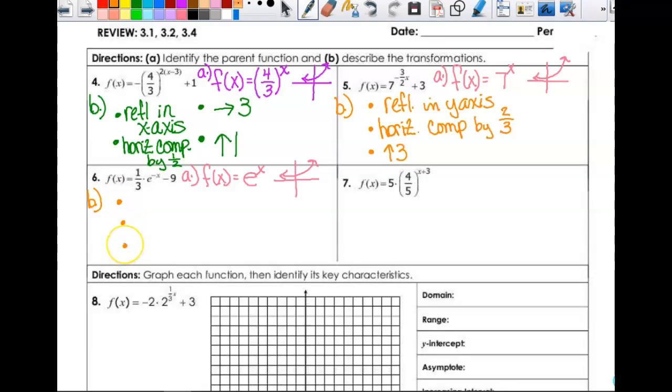Is that 1/3 a transformation? Yes, because it's not the base of the exponent. Does it affect x or y? Y. So it is a vertical what? Compression. Good, because y is not a liar. Vertical compression by 1/3.